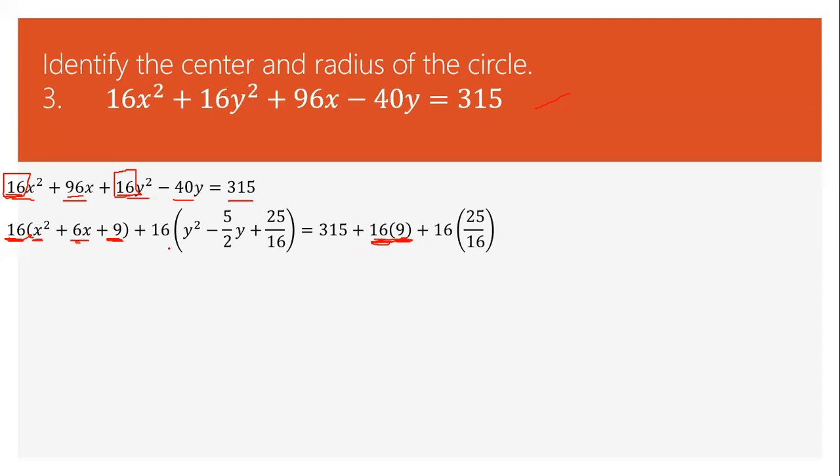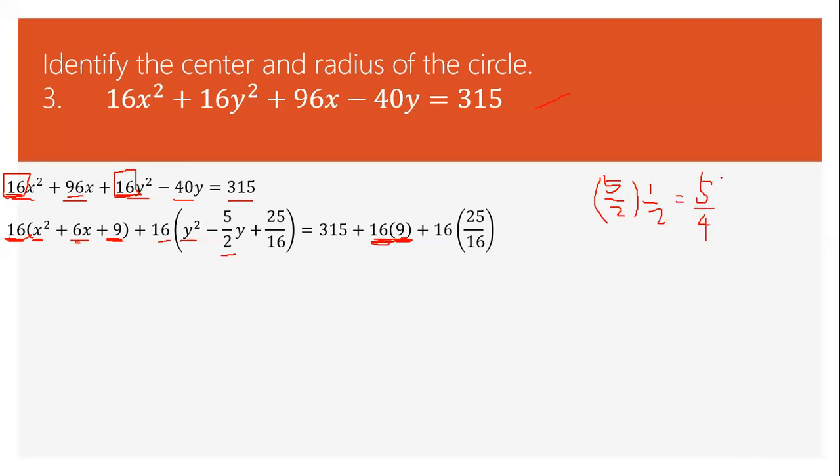That's for the x. For the y, we factor out 16. So 16 times the quantity of y squared, so the coefficient is now 1. Minus 40 divided by 16 is 5 over 2, so 5 over 2 y. We divide this by 2, so 5 over 2 times 1/2 is equal to 5 over 4.